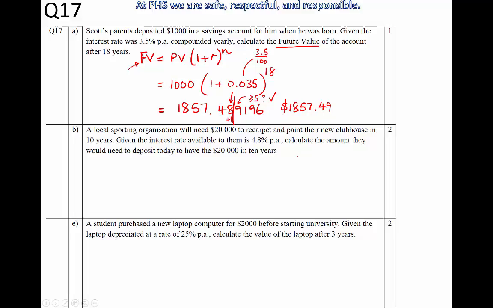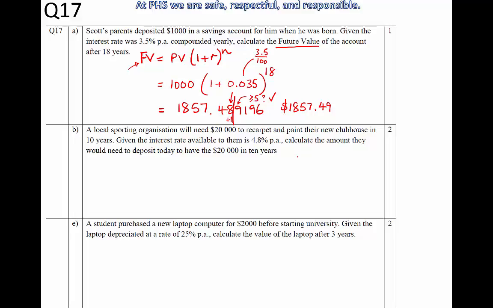Okay, part B, a local sporting organisation will need $20,000 to recarpet and paint their new clubhouse in 10 years' time. Okay, so this is what you might get involved in when you guys get older and get involved in sports organisations or any other committees and things around town, is future planning. Okay, so they've got a new clubhouse. They know that it's going to need some maintenance, and carpet is a big one.